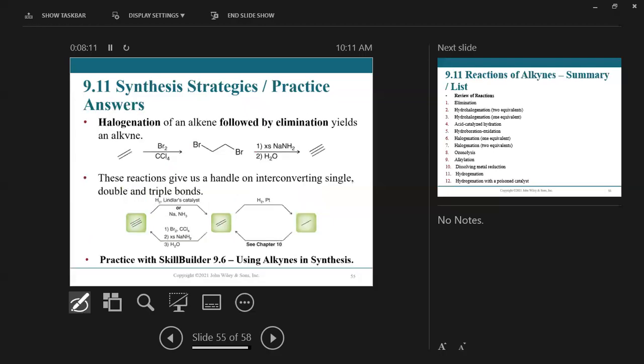So halogenation of an alkene followed by elimination yields an alkyne. So we add those halogen groups to it. Then we have excess sodium amide, and we can get the alkyne. These reactions give us a handle on interconverting single, double, and triple bonds. So we can go from a single bond to a double bond to a triple bond. We can go from a triple bond to a single bond. We can go from a single bond to a triple bond.